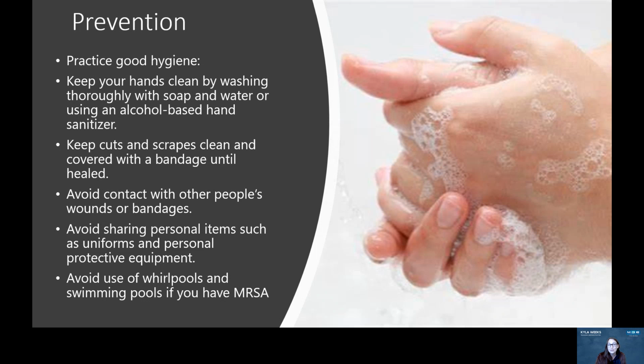Prevention. Practice good hygiene. Keep your hands clean by washing thoroughly with soap and water or using an alcohol-based hand sanitizer. Keep cuts and scrapes clean and covered with a bandage until healed. Avoid contact with other people's wounds or bandages. Avoid sharing personal items such as uniforms or personal protective equipment. Avoid using whirlpools and swimming pools if you have MRSA.